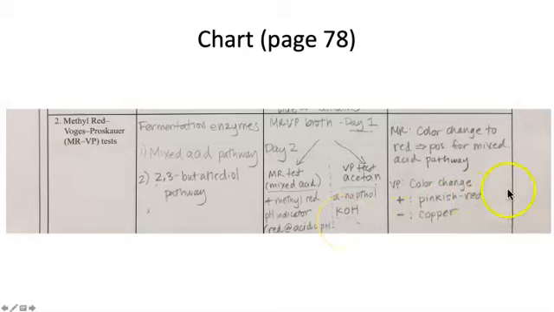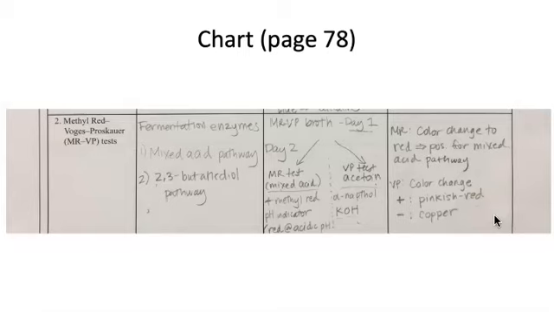And then a positive test for MR would look like a color change from the yellow of the medium to red. So if you see a red color change on the MR test, that means you're positive for the mixed acid pathway. For the VP test, you will also look for a color change after adding the alpha naphthol and the potassium hydroxide. That one is a color change to pinkish red, and that's positive for the VP test. A negative test for VP would be a kind of brownish copper color.